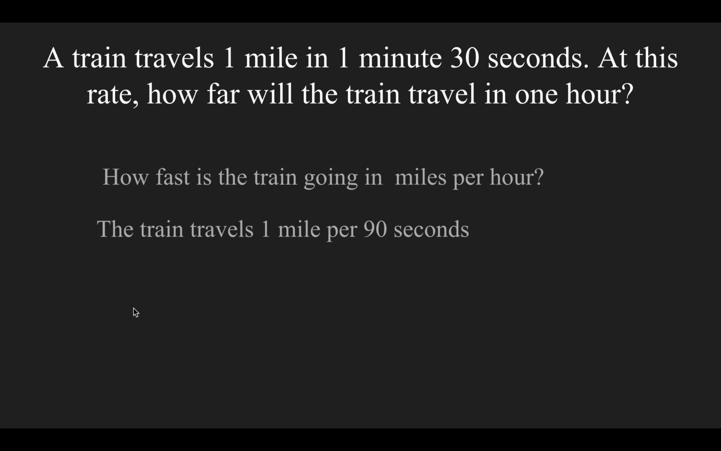So, what are we given? Well, the train travels 1 mile per 90 seconds. We get that right here. It travels 1 mile in 1 minute and 30 seconds. A minute and 30 seconds is 90 seconds. So, this is what we're given right here. The train is traveling 1 mile every single 90 seconds.